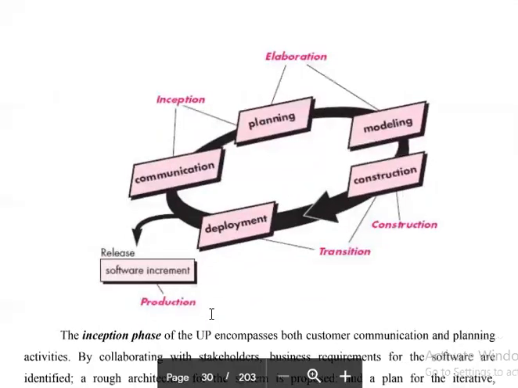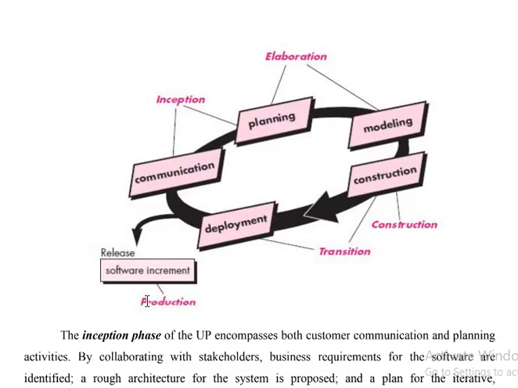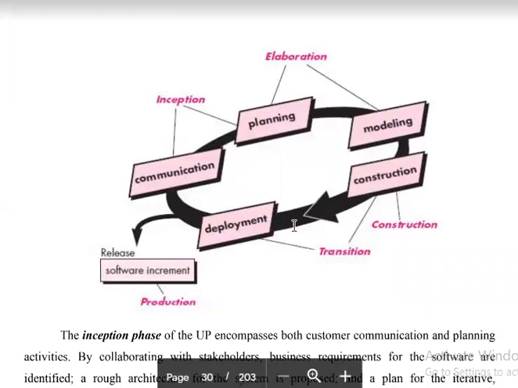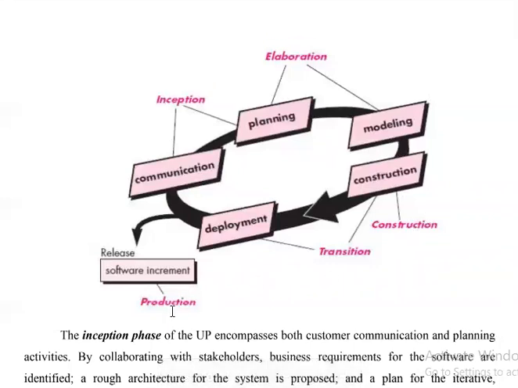Okay, you can see the diagram. Look at the diagram very carefully. Communication, planning, modeling, construction, deployment, and this is the release. And this phase is called the production phase. One more thing you can observe: inception. These are the phases. These are not actual phases; these are the 5 framework activities. The phases are: inception, elaboration, construction, transition, production.